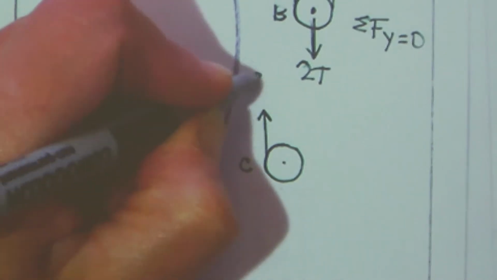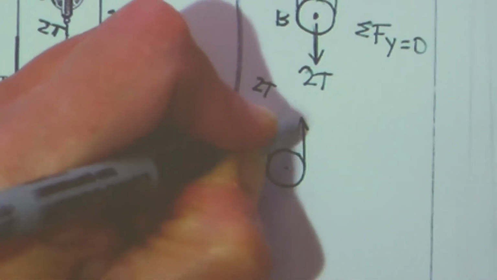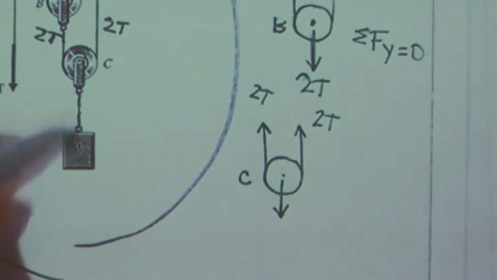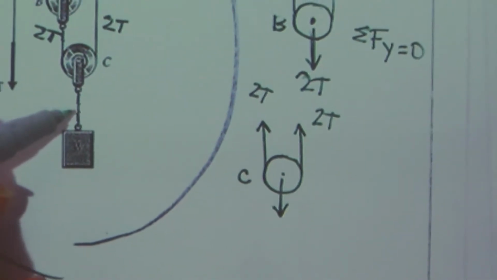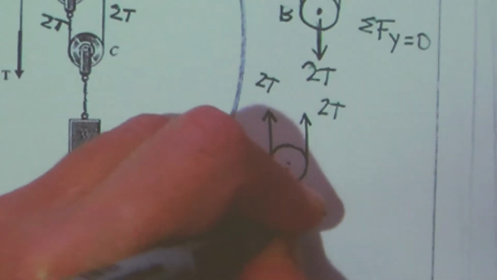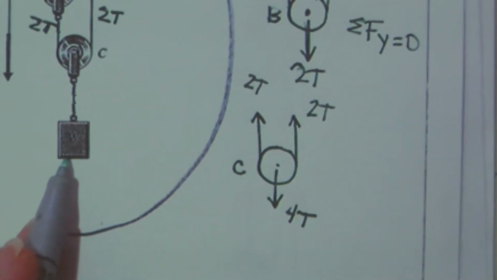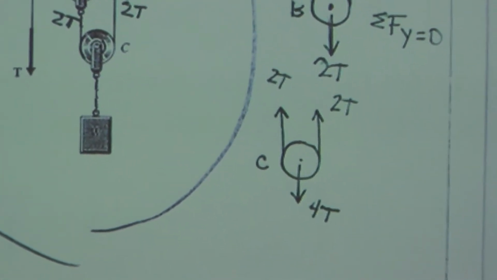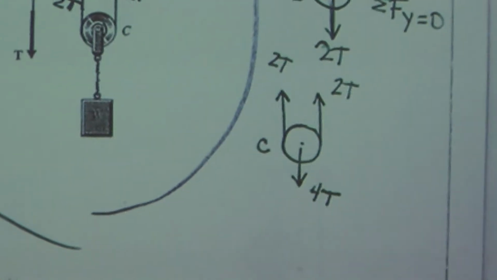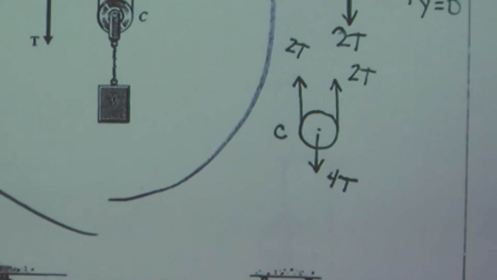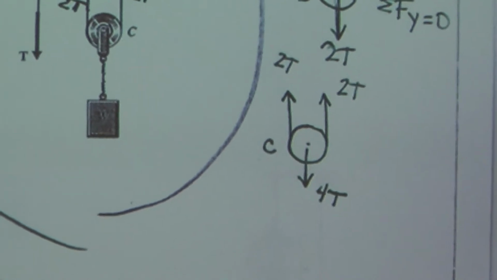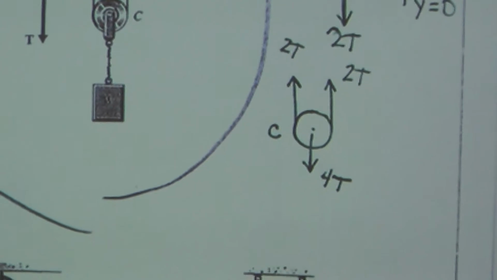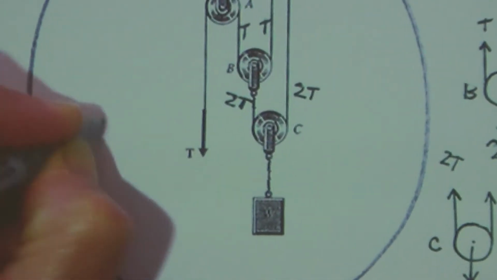We have a 2T going up and a 2T going up. So what's this tension in here going to be? 4T. So how are we going to relate, how is W related to the tension? So the weight is equal to what in the end? 4T. So this problem, the weight is equal to 4T.